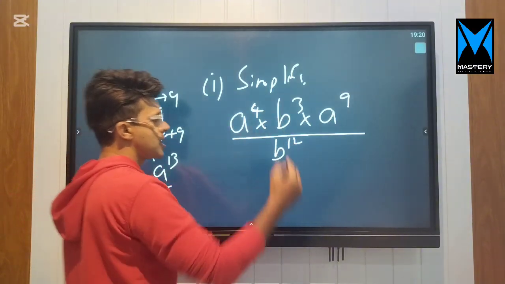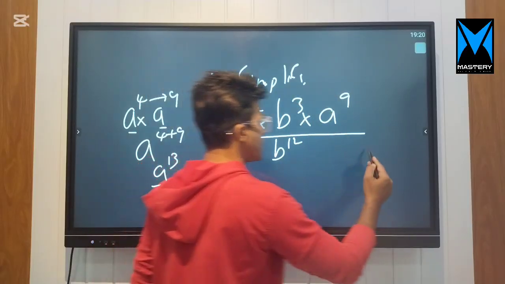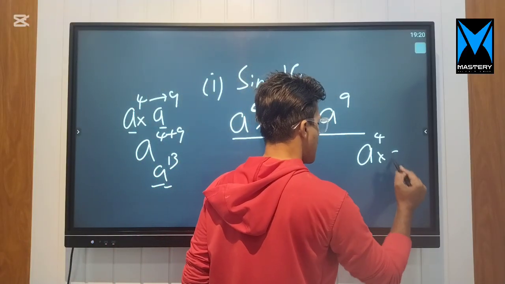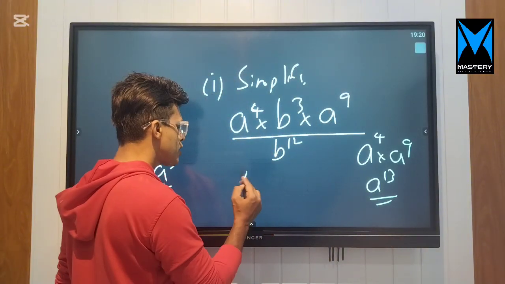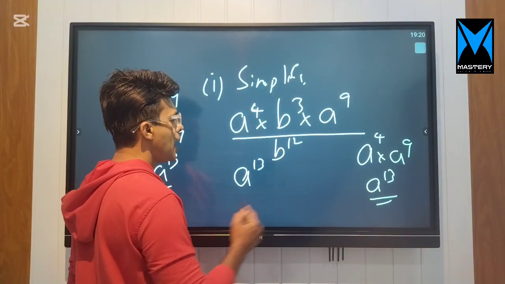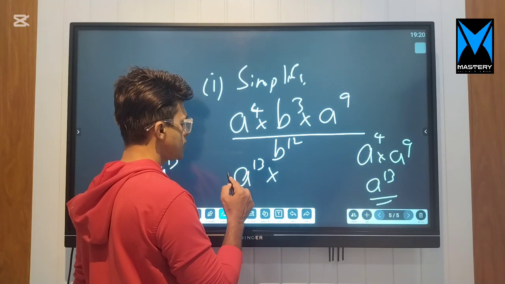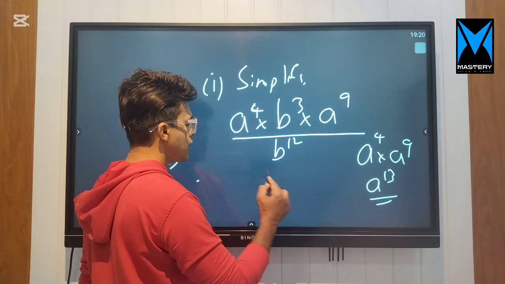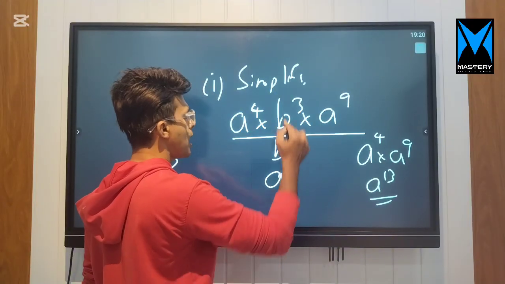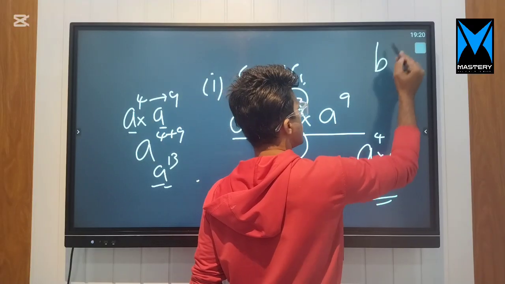So when the base is equal, you could add these terms: a to the power 4 into a to the power 9 is a to the power 13. You could write a to the power 13 in the numerator. Not only that, here we have b to the power 3 over b to the power 12.